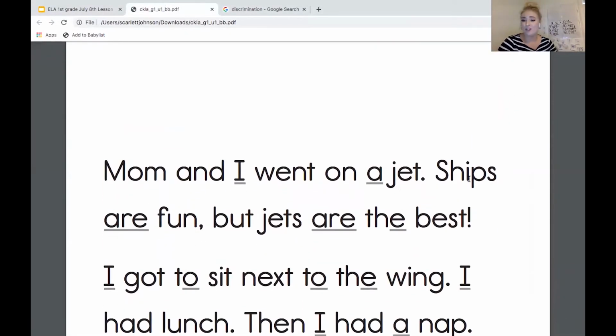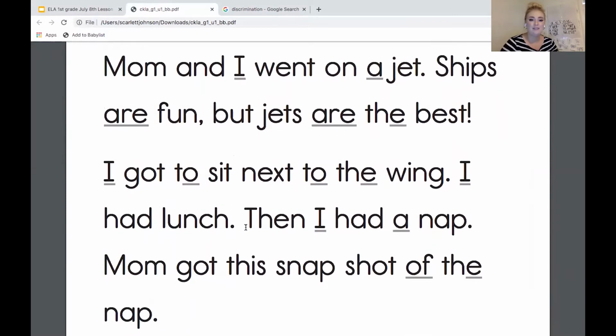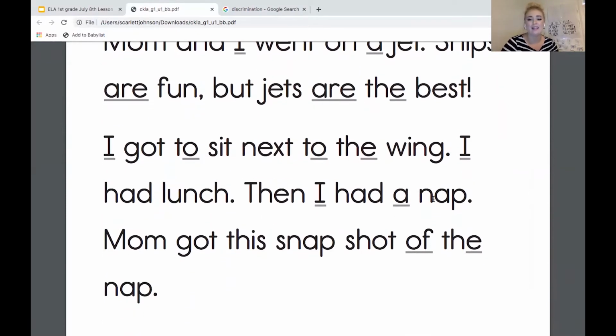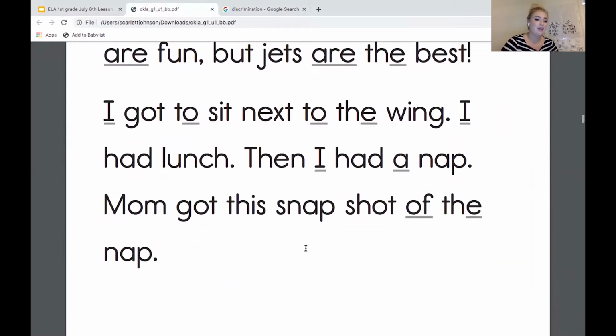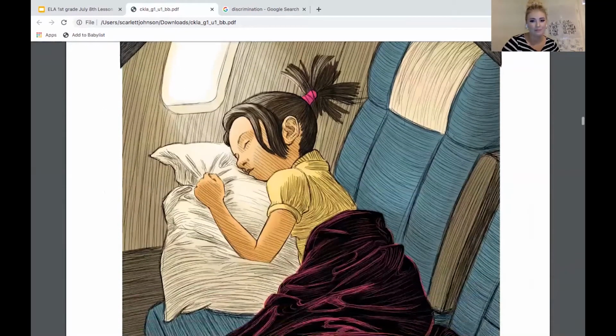Mom and I went on a jet. Ships are fun, but jets are the best. I got to sit next to the wing. I had lunch, then I had a nap. Mom got the snapshot of the nap.